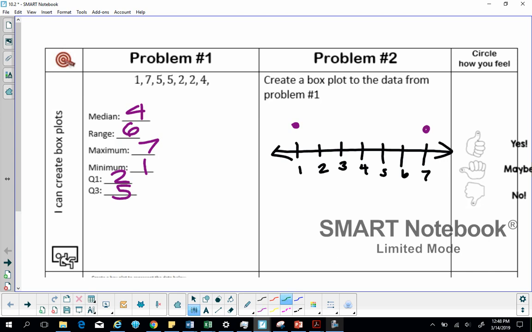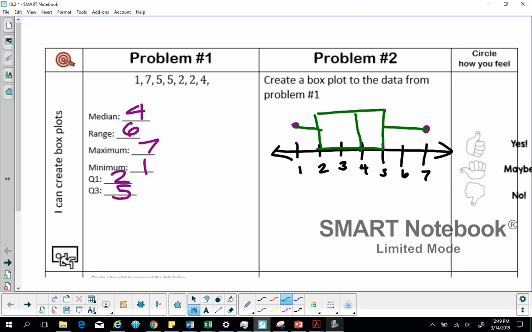So my Q1 is 2, so this is a line. My median is 4, and then my Q3 is 5. So it should look something like this. Does everyone have that? Yeah.